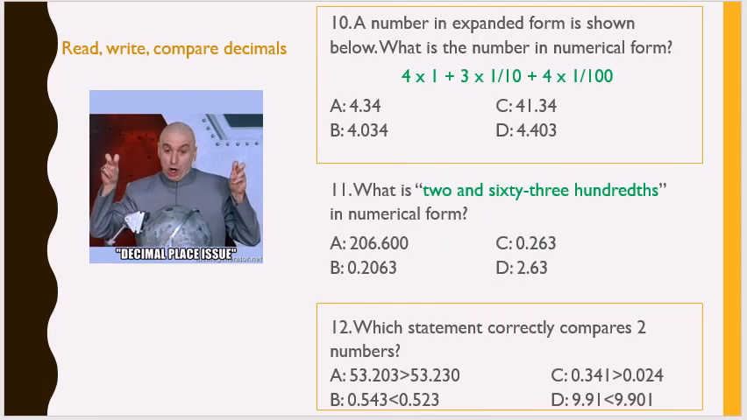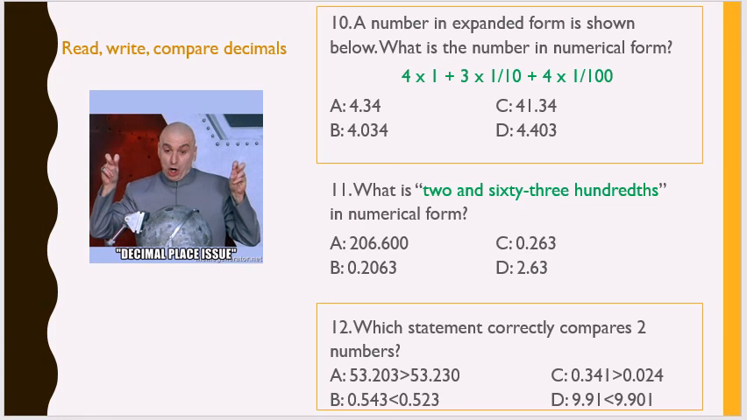Now, let's look at reading, writing, and comparing decimals. Number 10, a number in expanded form is shown below. What is the number in numerical form? 4 times 1 plus 3 times 1/10 plus 4 times 1/100th. Is it A, 4.34, B, 4.034, C, 41.34, D, 4.403.